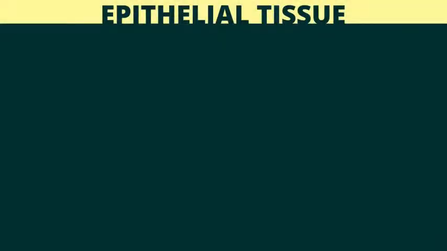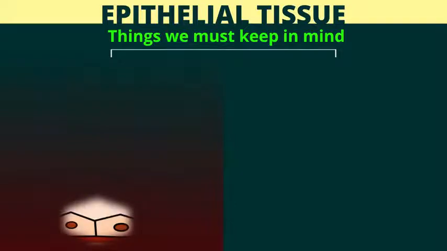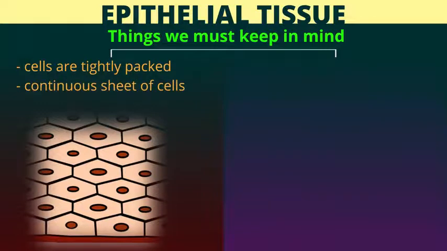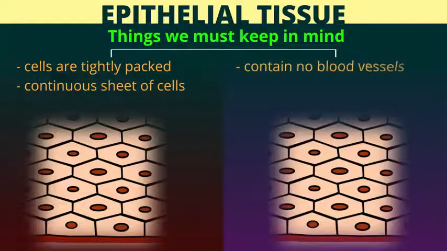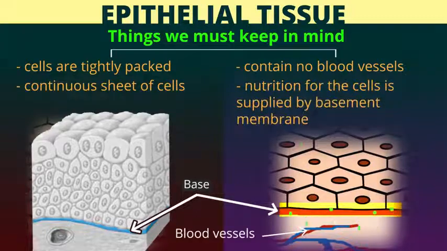About epithelial tissue, there are mainly two things you need to keep in mind. First, the cells in this tissue are tightly packed. They are stuck very close to each other, so close that they look like a continuous sheet of cells. And second, the tissue lacks blood vessels. So all the nutrition needed for these cells is supplied by a layer on which these epithelial cells lie.